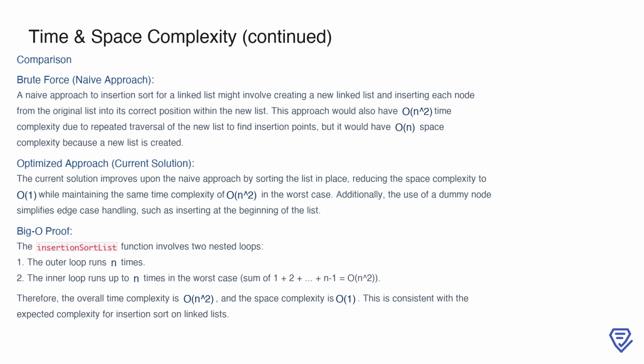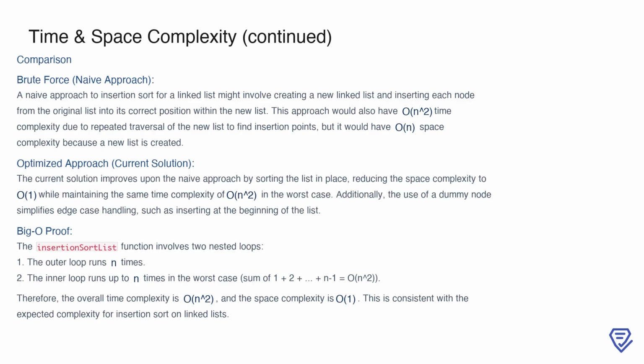In contrast, the optimized solution we're analyzing sorts the list in place, reducing the space complexity to O(1), while maintaining the same time complexity. The use of a dummy node is a key improvement here, as it simplifies edge case handling, such as inserting at the start of the list.